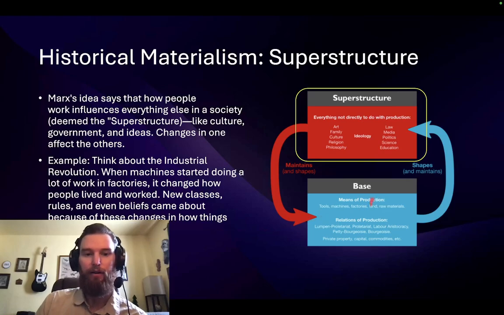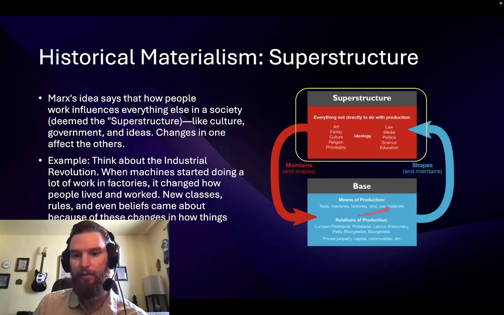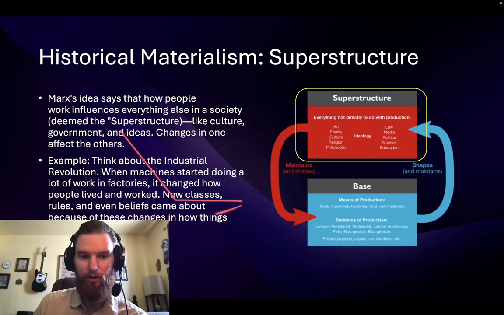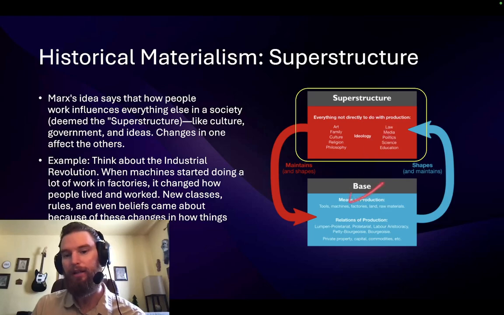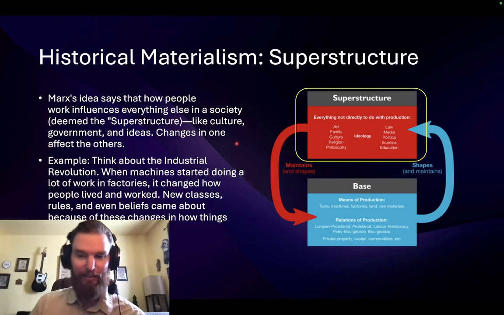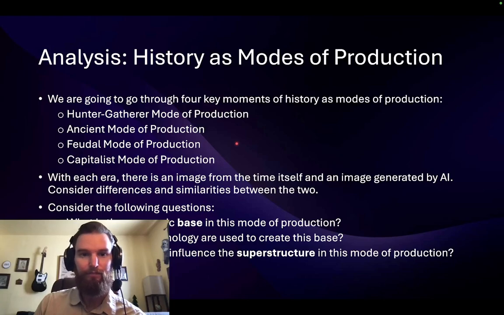So thinking about how the factories shifted the means of production, how people lived and worked shifted as well. Because of that, new classes emerged, new rules emerged in society, and new beliefs came about because there was a shift in the base, and that influenced the superstructure. Okay, so this is the dynamic that Marx is very interested in understanding.